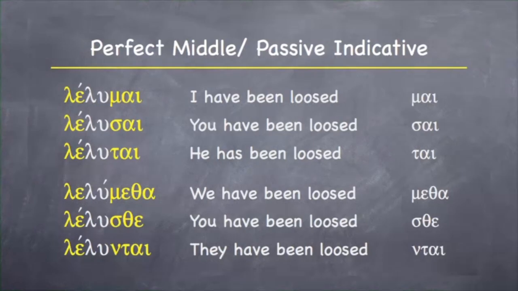Okay, all right, let's look at the paradigm. The paradigm is blissfully regular: lelumai, lelusai, lelutai, lelumetha, lelusthe, lelyntai. Look at that second person singular, lelusai. It's the regular ending -sai. It's the only place the sigma doesn't drop out, and you get to see the true personal ending. That's pretty wonderful.